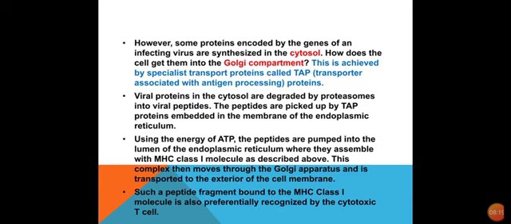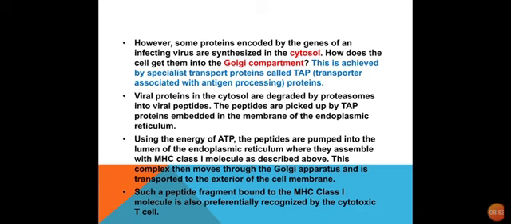However, some proteins encoded by the genes of an infecting virus are synthesized in the cytosol. How does the cell get them into the Golgi compartment? This is achieved by specialized transport proteins called TAP, or transporter associated with antigen processing proteins. Viral proteins in the cytosol are degraded by proteasomes into viral peptides. The peptides are picked up by TAP proteins embedded in the membrane of the endoplasmic reticulum.